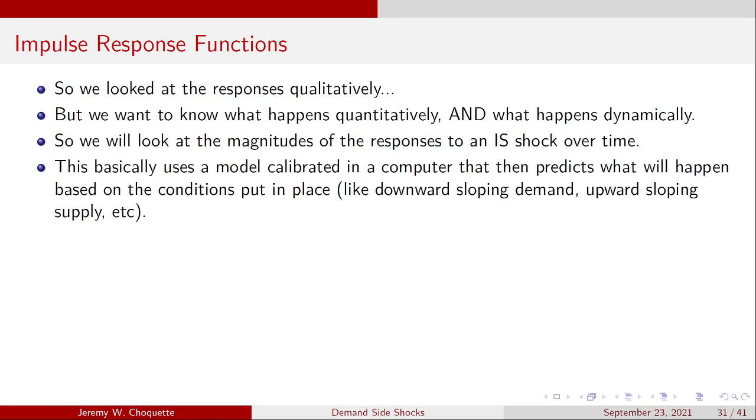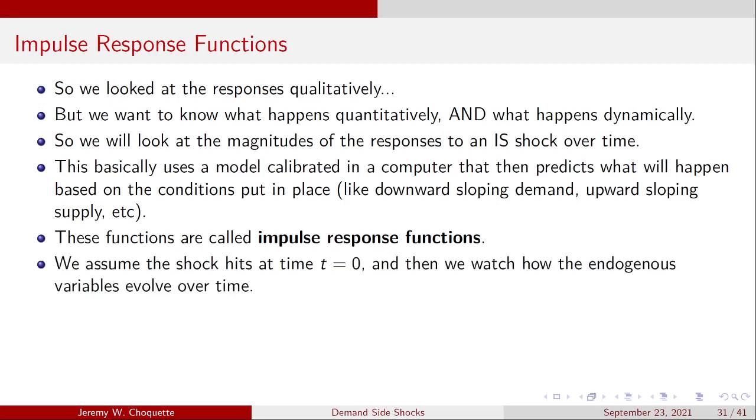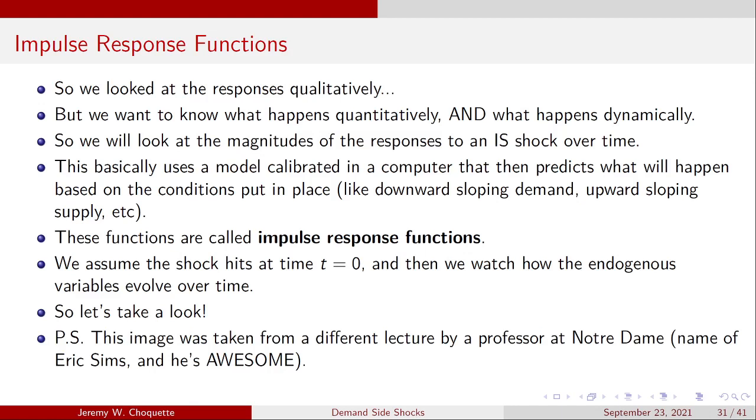And it's going to predict what happens based on the conditions that were put in place, right? Like downward sloping demand, upward sloping supply, all that fun stuff. It's going to generate these responses to shocks that are known as impulse response functions. We assume the shock hits at time t equals 0, and we're going to watch how the endogenous variables evolve over time. So let's take a look at this.